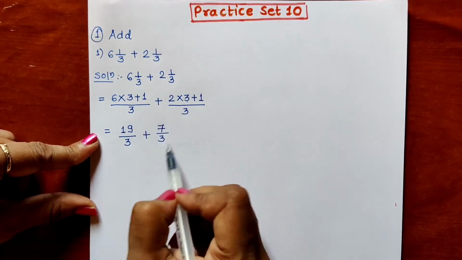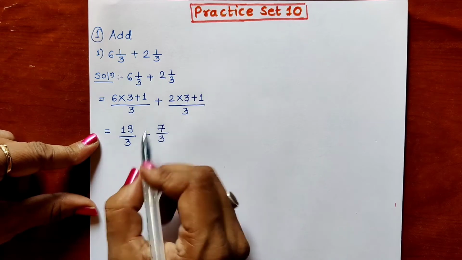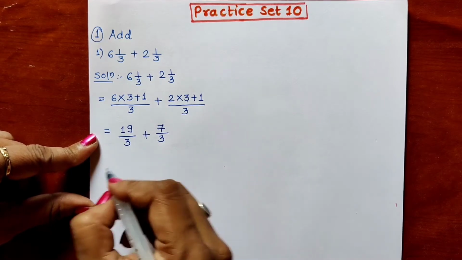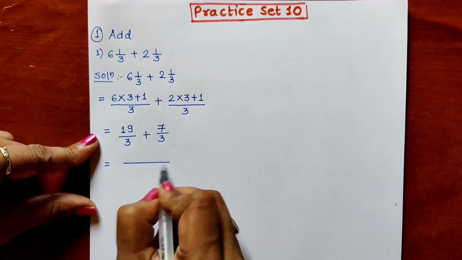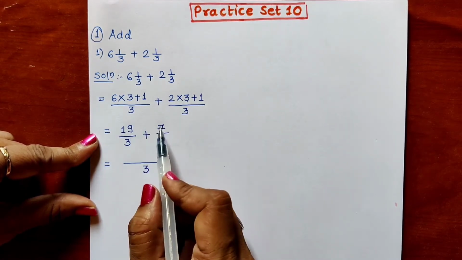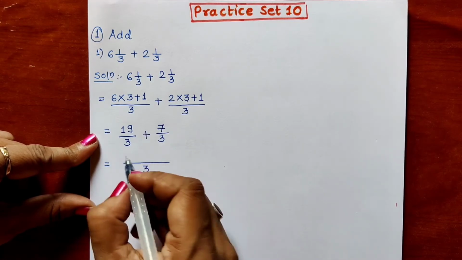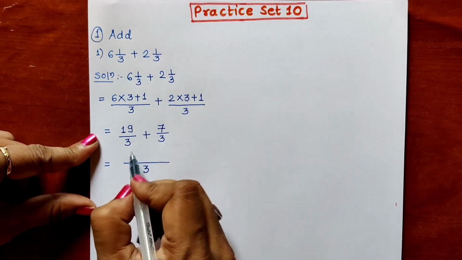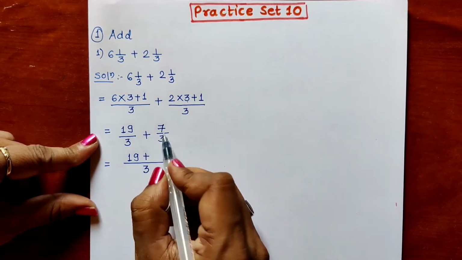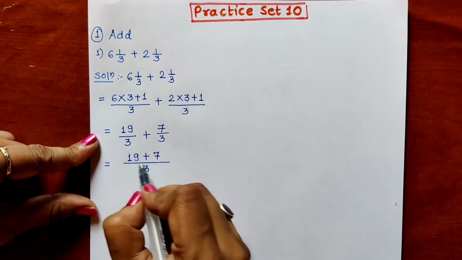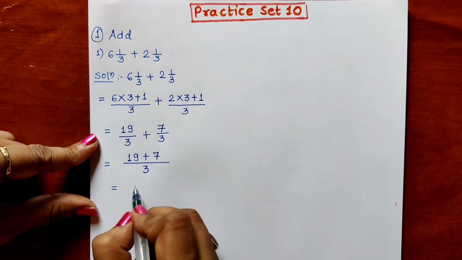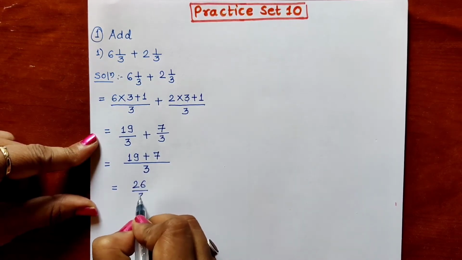Now we are getting improper fractions. In these two improper fractions, the denominator is the same. When the denominator is the same, we don't need to do anything. We can directly write the denominator one time and we will add the numerators, because addition of two numbers is there. What is there in the numerator of the first fraction? 19. Then put the plus sign. We will add the numerator of the second fraction: 19 plus 7 upon 3. So 19 plus 7 is 26 upon 3.